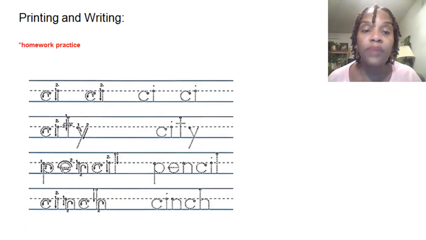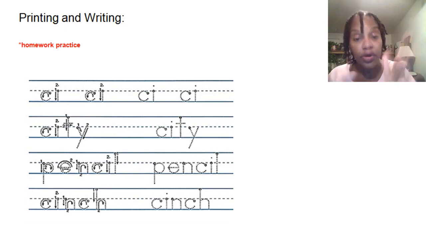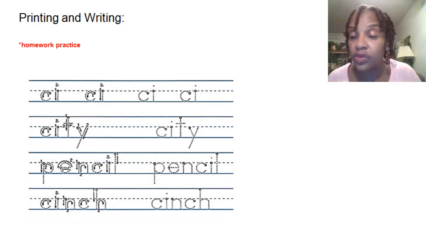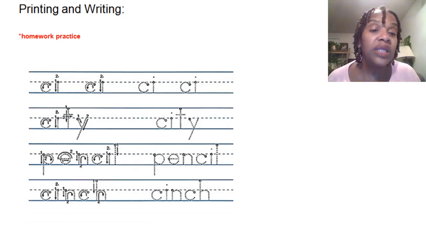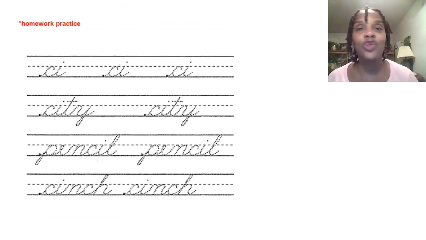Homework. This is the writing part where you're going to use the tracing pages for the CI partners to write the CI partners and the 3 words that feature the CI partners. That's for all 3 levels, but for levels 2 and 3, you're going to do the same thing one more time. You're just going to do it in cursive.